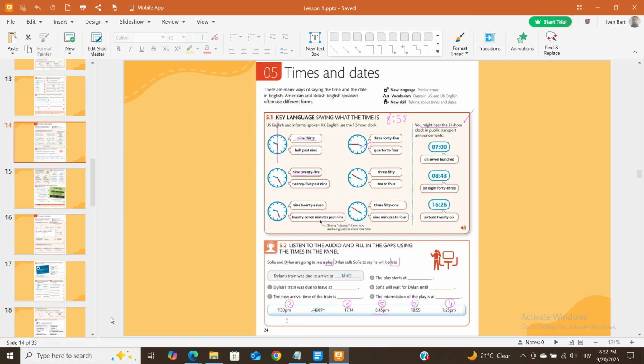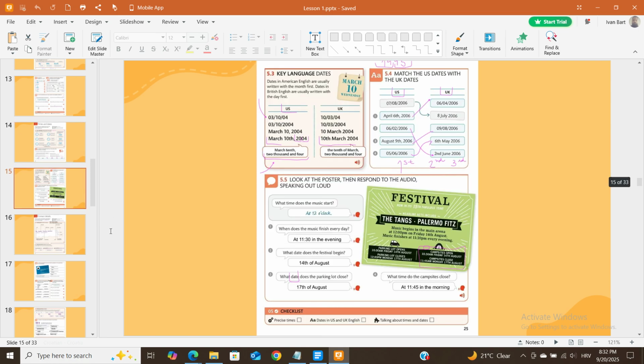Arne. Dylan's train was due to arrive at 18:07. Dylan's train was due to leave at 2. The new arrival time of the train is 7:30 p.m. 18:07. 17:14. The play starts at. Sophia will wait for Dylan until 6. The intermission of the play is at 8:45 p.m. Q. 18:55. 7:25 p.m. 19:15. R. March.